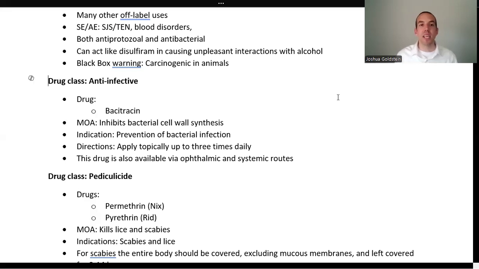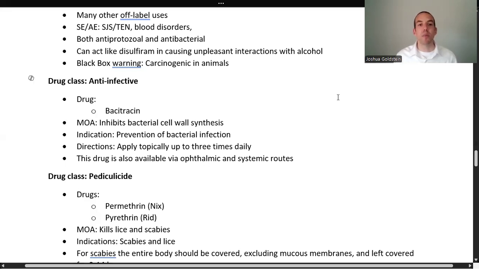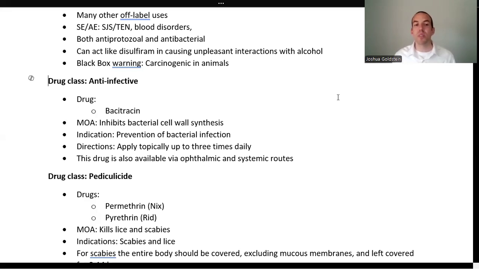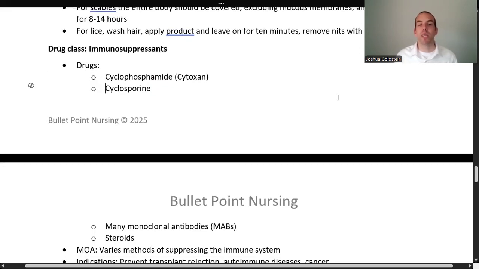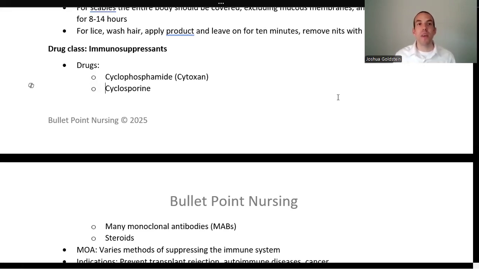Lastly, we have the pediculicides. This is going to be permethrin and pyrethrin. And these drugs are available, some by prescription, some over the counter. These kill lice and scabies. The directions are very specific, and you should know these. For scabies, the entire body should be covered except the mucous membranes, and they should be left there for 8 to 14 hours, so overnight, and then you clean it off, and that's meant to kill all of it. For lice, wash the hair first, then put the medication into the hair, leave it there for at least 10 minutes, then wash it out, and then at that point, use a comb to get rid of all of the lice.